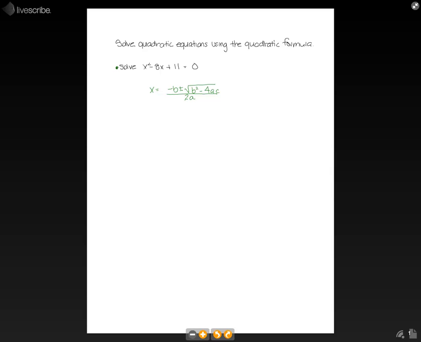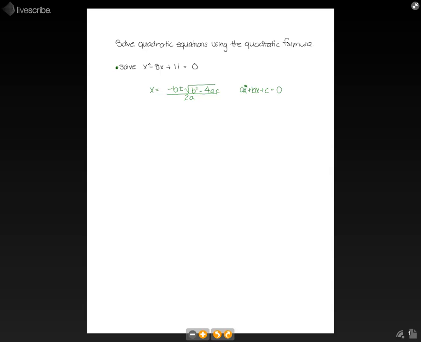And this is for the general quadratic equation ax squared plus bx plus c equals 0. Again, that's ax squared plus bx plus c equals 0, where a, b, and c are all the coefficients of the x, or the variable.